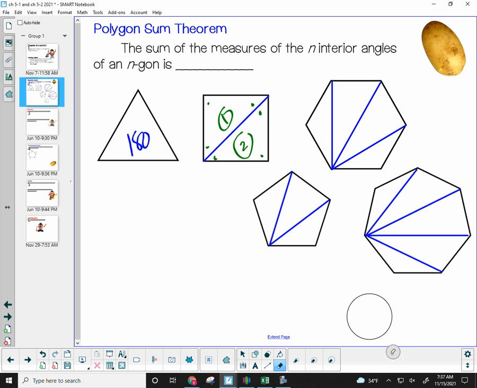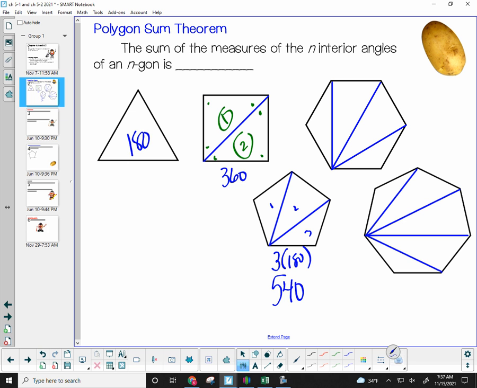All right, so if we have a quadrilateral, we end up with two triangles, right? So each triangle has to have how many degrees? 180, so that means we have a total of 360 degrees. So 180 plus 180 gives me 360. So let's look at our pentagon. How many triangles do we end up having? 3 triangles here, right? 1, 2, 3 triangles. So that means we need 3 times 180, which is 540. Good, 540 degrees.